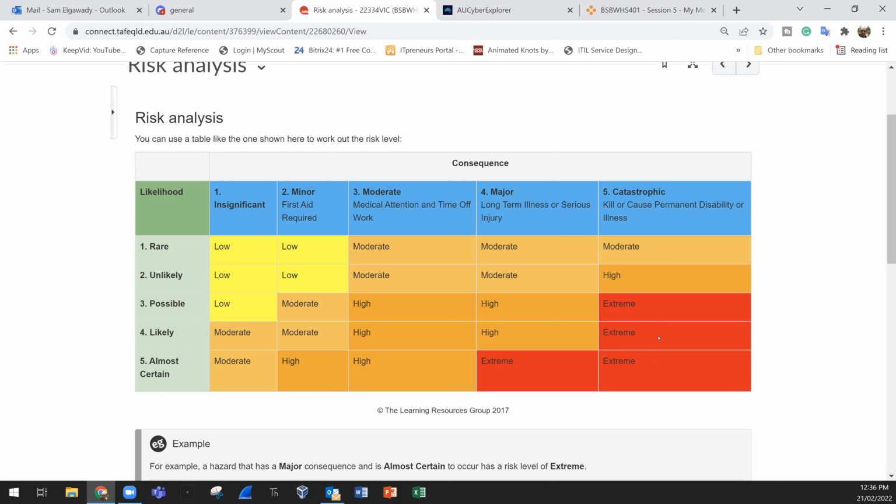risk factor. So we have this matrix to evaluate the risk. So we can know really the impact of this risk and the priority of that risk. So if the likelihood is rare and the consequence is insignificant, it's low risk, then until we reach almost certain that this risk will happen, this thunderstorm will happen, and it can kill or cause permanent disability or illness. So this is an extreme risk.